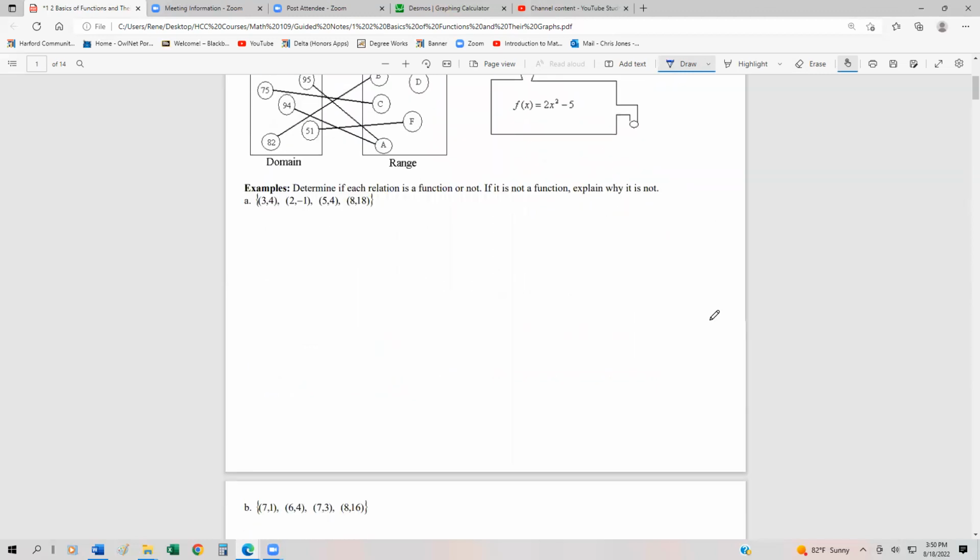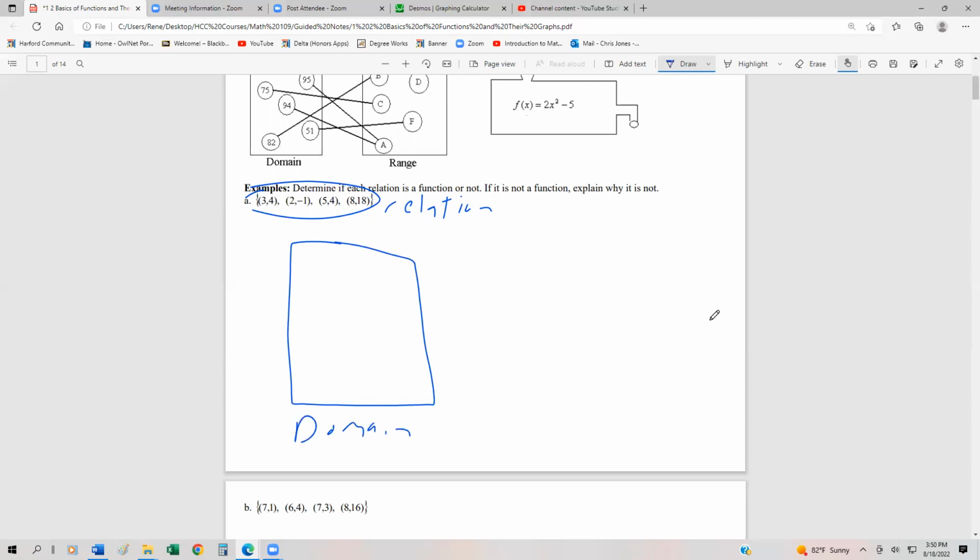The first one we have is this relation. So this whole thing is a relation. And we have the points (3, 4), (2, -1), (5, 4), and (8, 18). What we can do is draw a box, and this is going to be our domain. Within our domain, we have the values 3, 2, 5, and 8. Again, I just looked at the x coordinates, and that told us what our domain is.